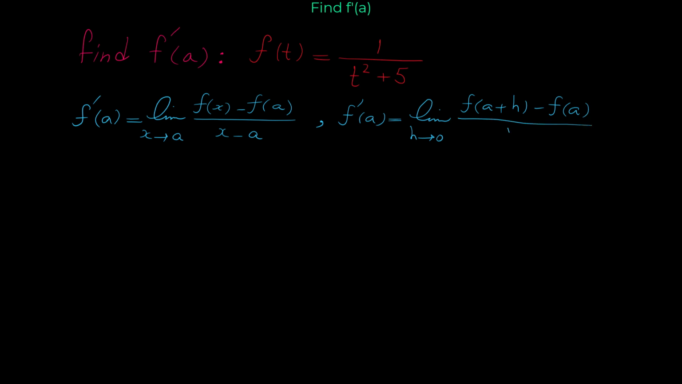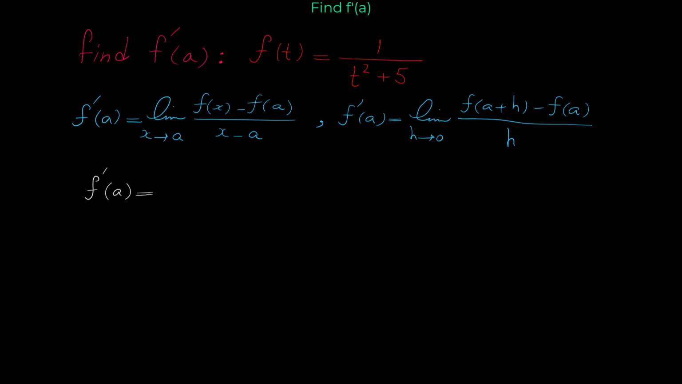So for the function f of t equals 1 over t to the 2 plus 5, we want to find f prime of a. First, I am going to show you how you can find f prime of a with this formula. And after that, I will show you how you can find f prime of a with the other formula. And if you want to learn more about finding derivative using definition of derivative, watch my video about this topic.